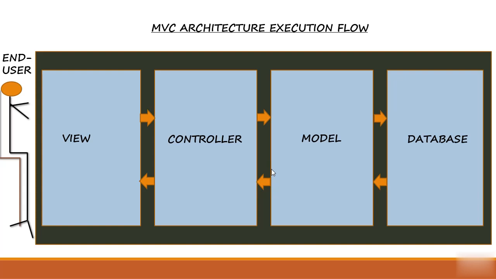So this is the MVC architecture execution flow diagram. The end user is seeing the browser. The browser is nothing but a UI interface. The UI interface we can develop by using the view layer. The view layer consists of HTML, CSS, JavaScript, and Angular, React, which come under front-end technologies or frameworks.